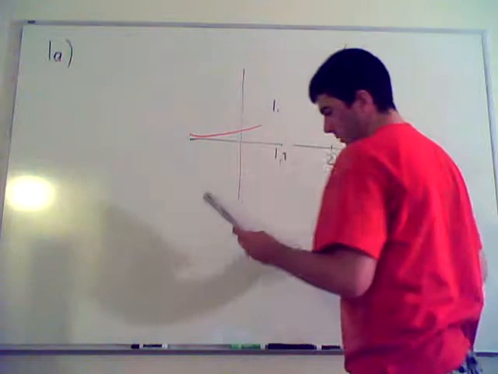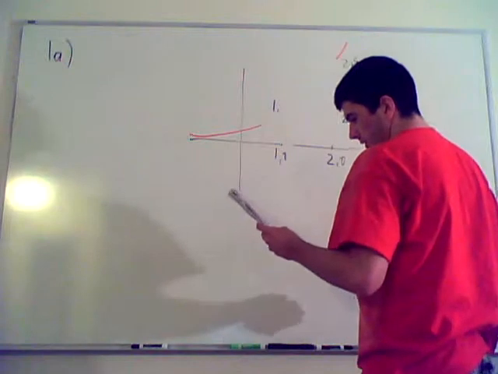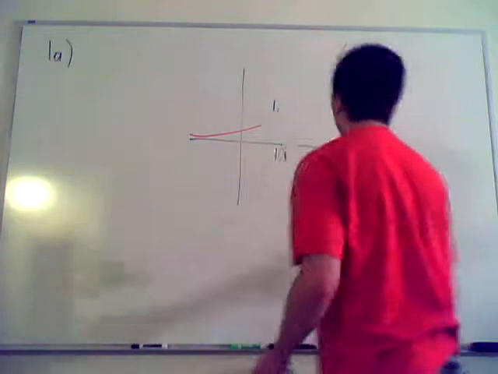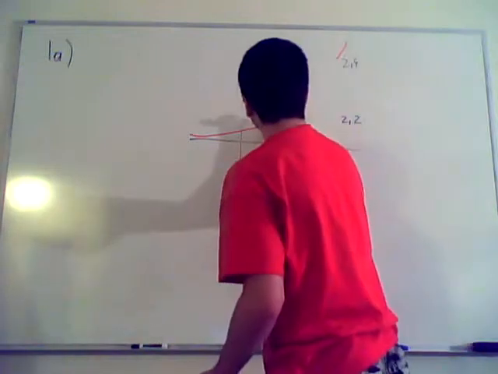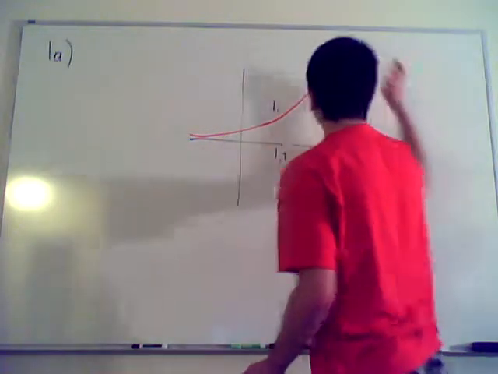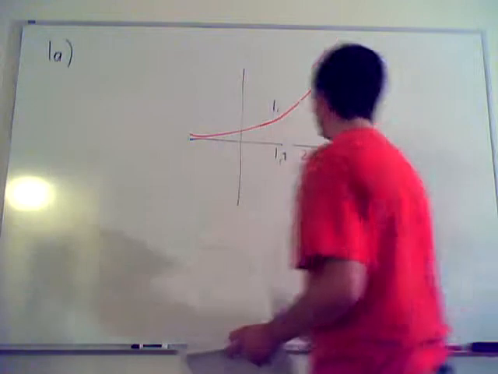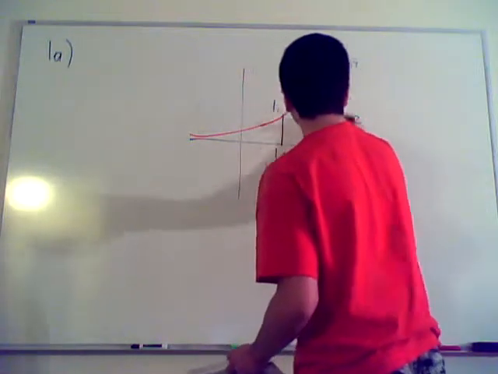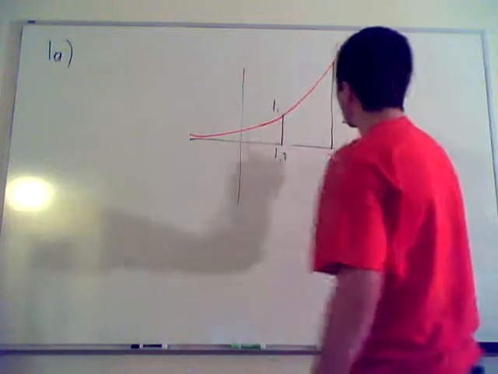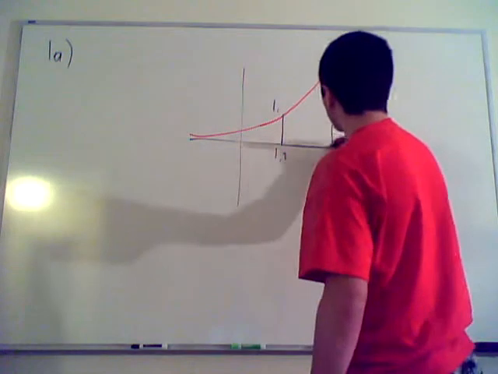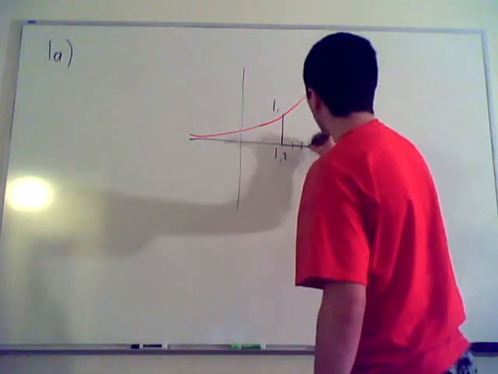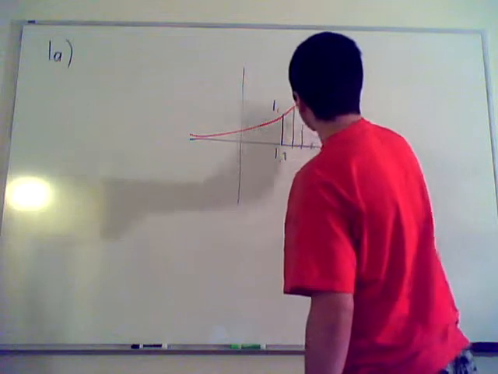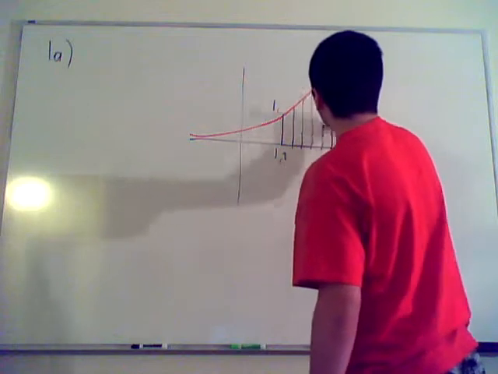I don't need the tangent line anymore, I don't think. No. Okay. So now, here we go. Alright, so this should be 5. So 1, 2, 3, 4, 5.